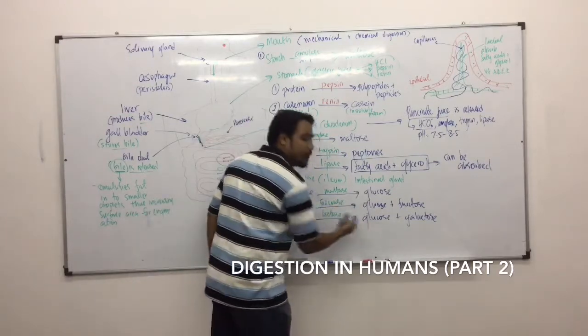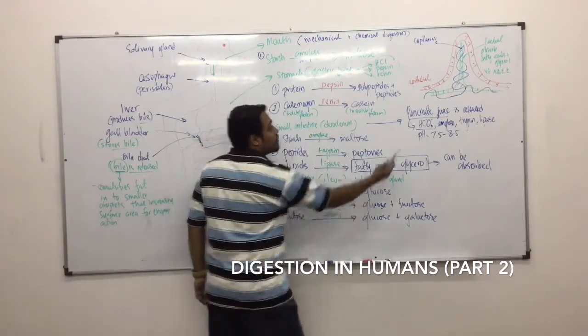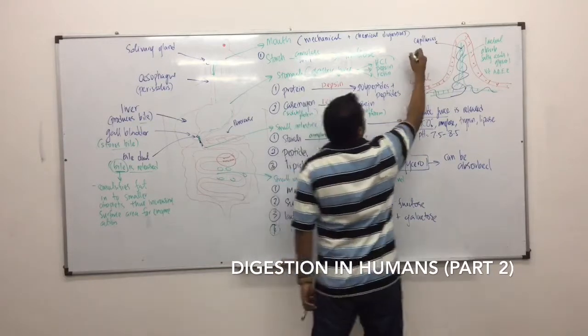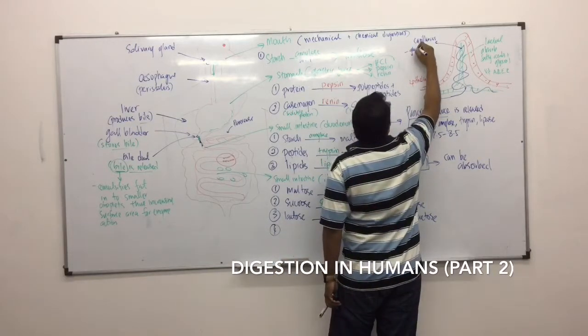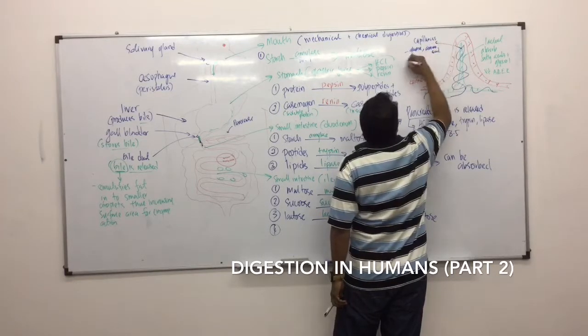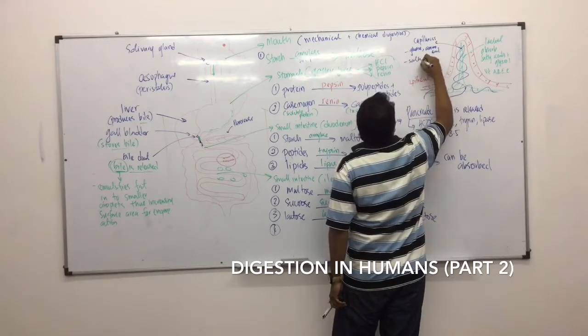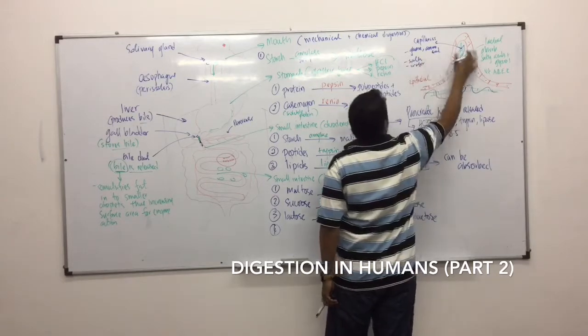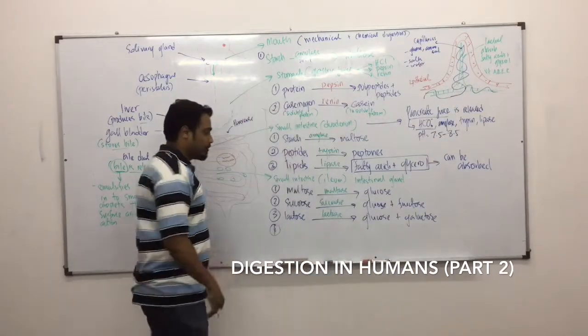So all of these can be absorbed, right? So they all are absorbed where? They all are absorbed in capillary. So glucose, amino acids, salts, and water is also absorbed here, the small intestine. Lots of water is absorbed in small intestine.